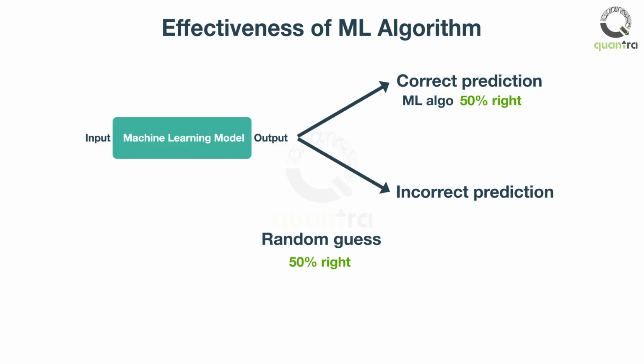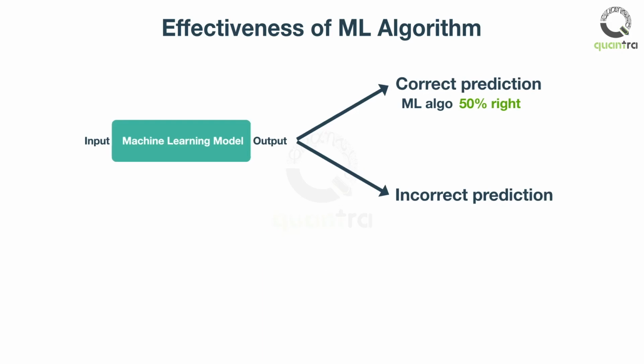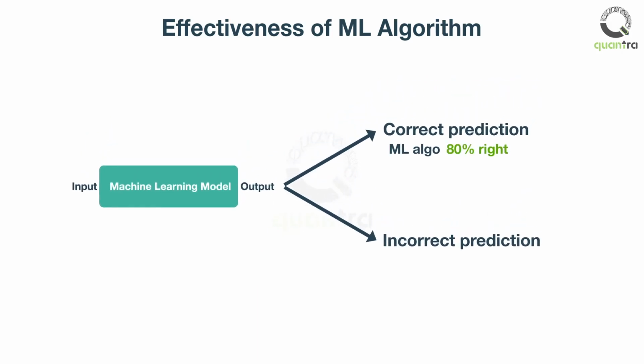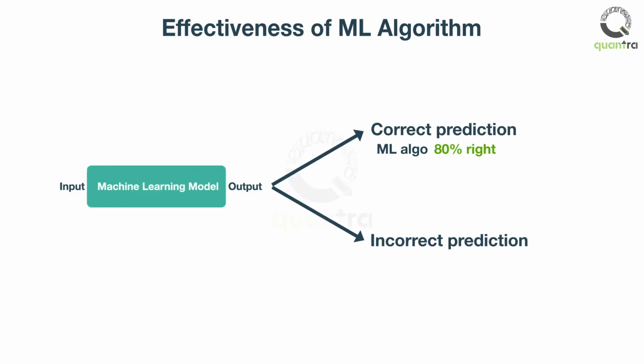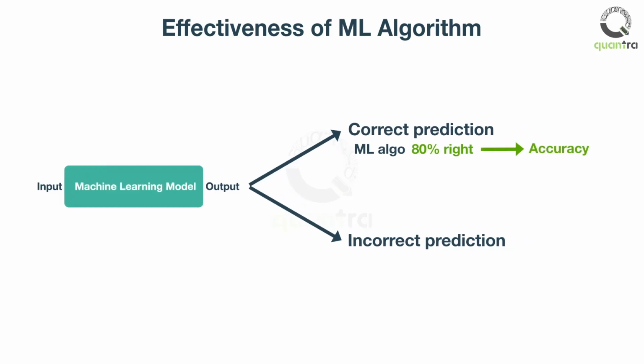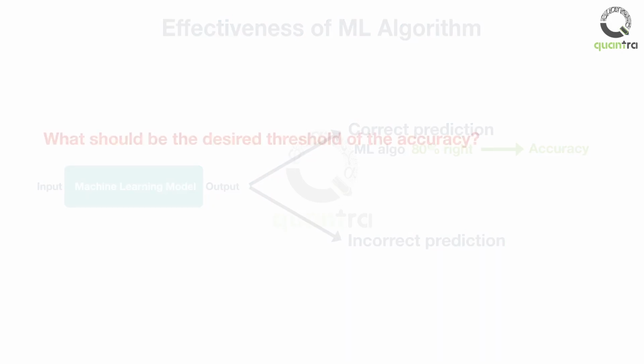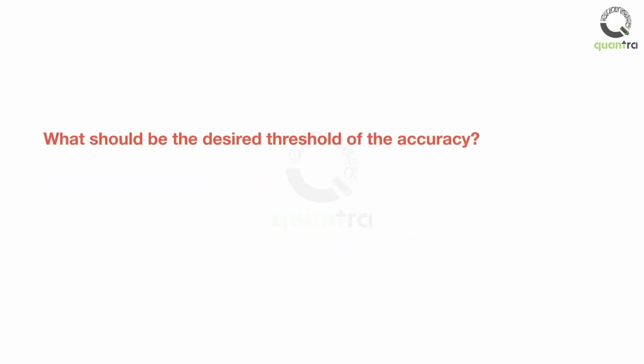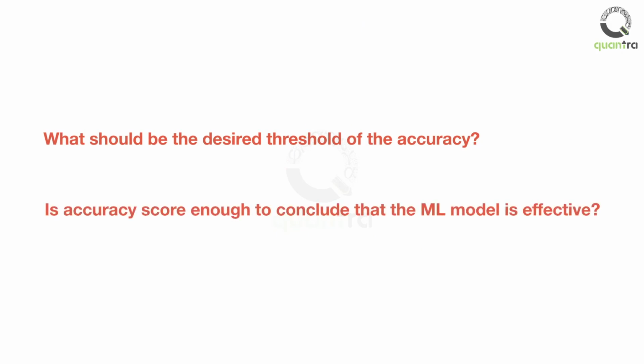On the other hand, if the ML model was right 8 out of 10 times, then it is right 80% of the times. And we can say that it is indeed able to find some patterns to map the input to output and not random. In technical jargon, this score of 80% is called accuracy. What should be the desired threshold of the accuracy while using ML models for trading? It is subjective. Is the accuracy score enough to conclude that the ML model is effective?